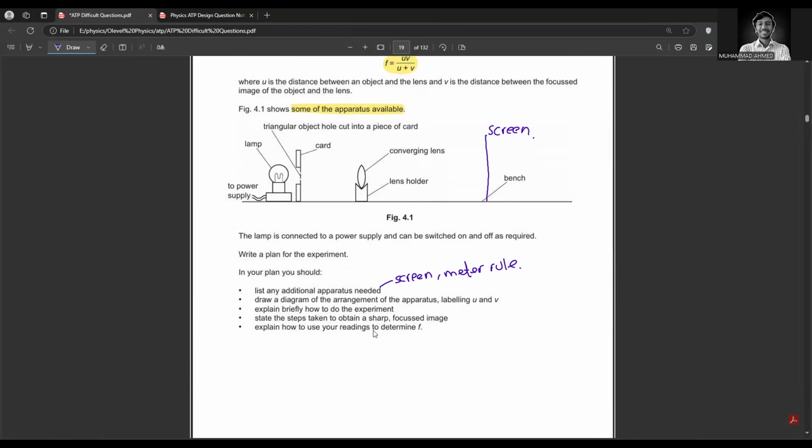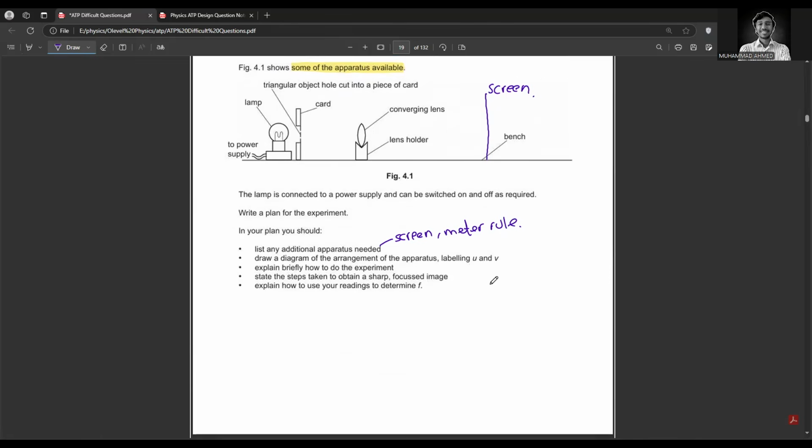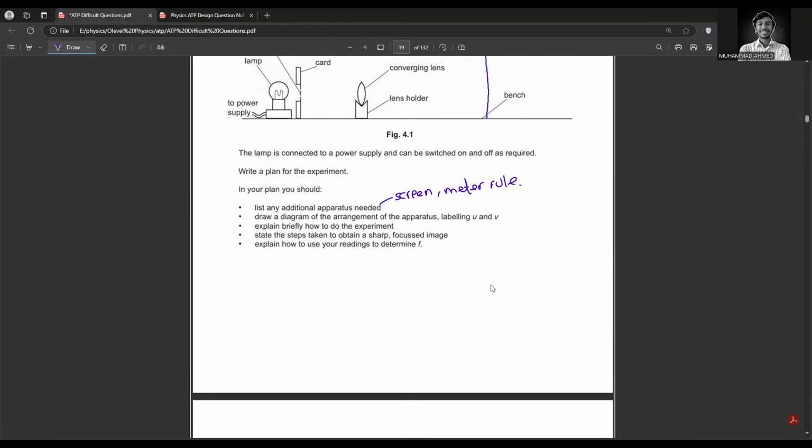Draw a diagram of the arrangement of the apparatus labeling U and V. Perfect. So let's draw a diagram of the apparatus labeling U and V. So first of all, we will draw this lamp. Okay, this is your lamp. And then you will draw this small little card like this.